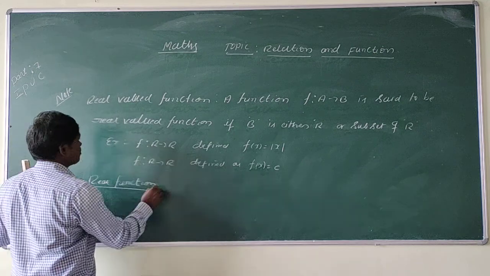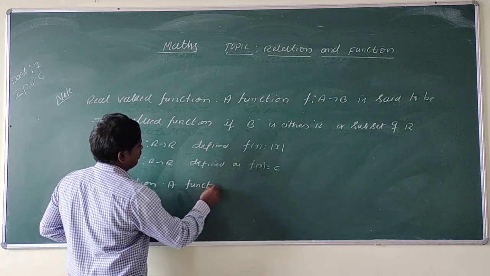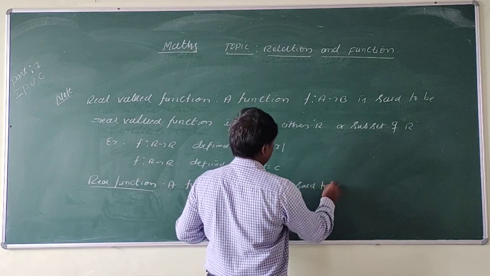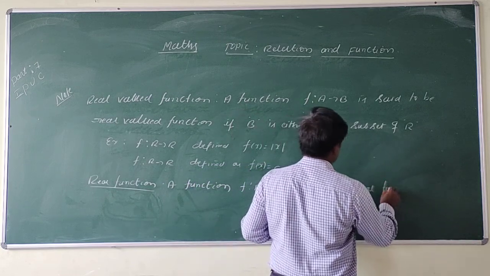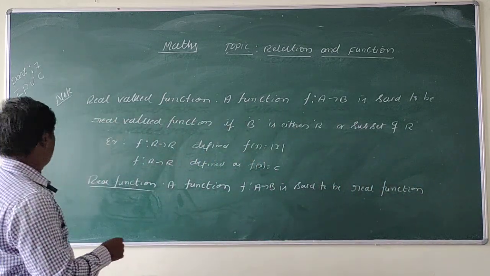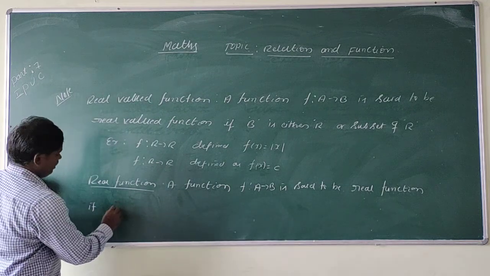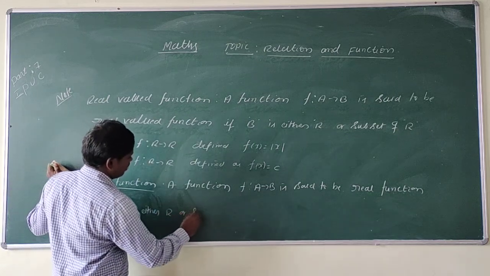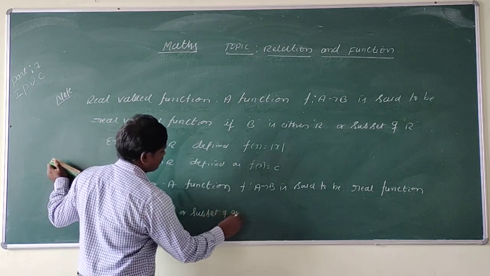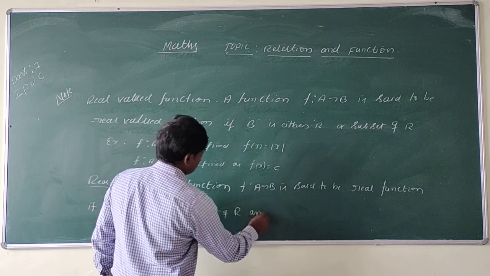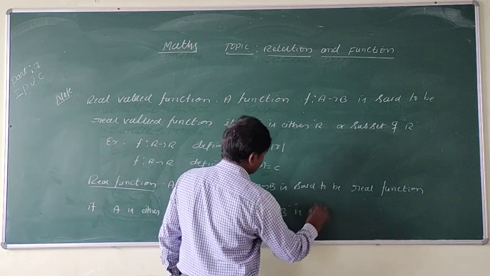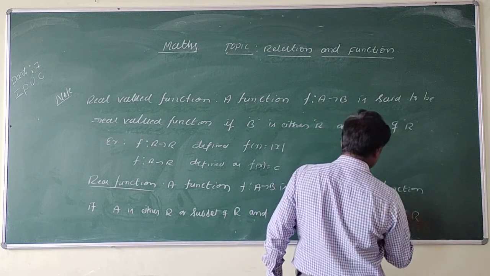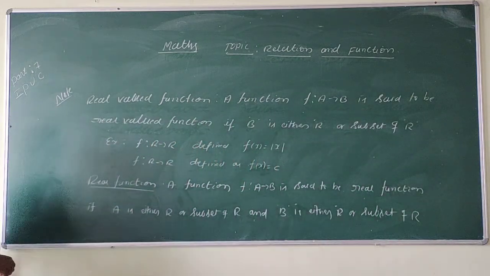Real function. A function f, a mapping from A to B, is said to be a real function if A is either R or a subset of R, and B is either R or a subset of R. Then the function is called a real function.